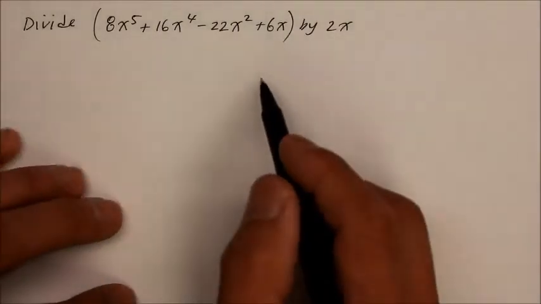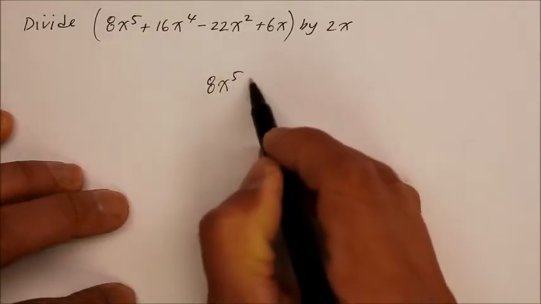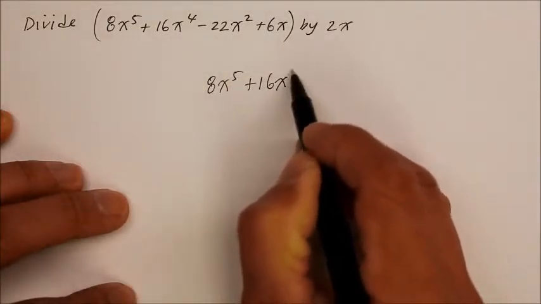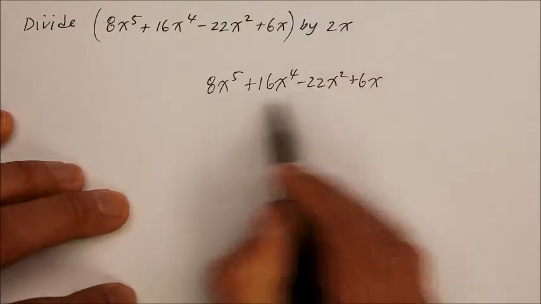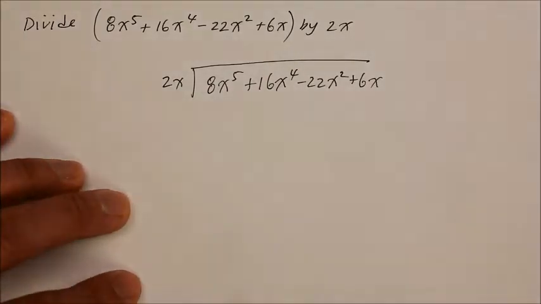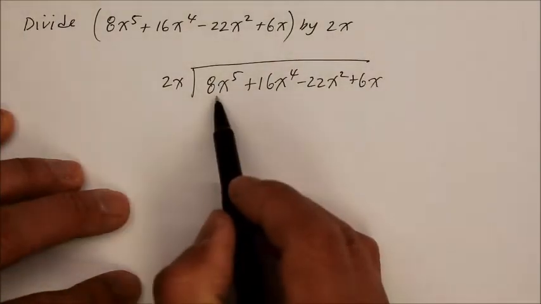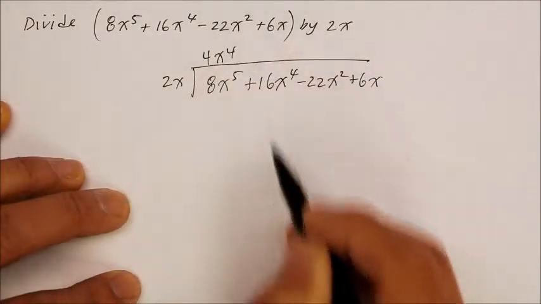Okay, so to make this work efficiently, you may want to organize it and write it in a way that I just did previously, and divide the entire polynomial by the divisor, 2x. So the question is, 2x goes into 8x to the fifth how many times? You will say 4x to the fourth.